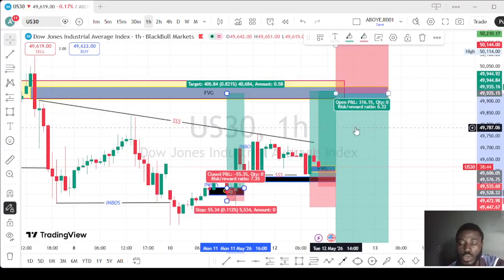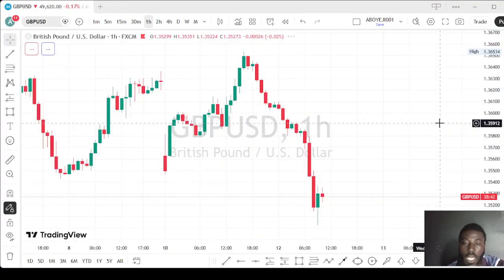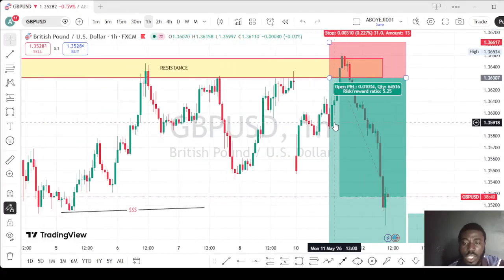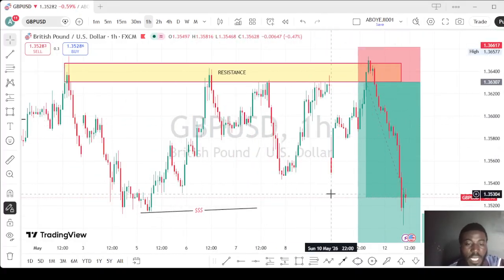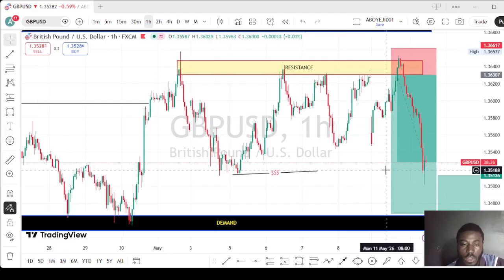So let's move to UJ. Let's see what UJ has for us. You can see the UJ. When we reacted to the UJ, the market gave us what continues, gave us the opportunity.